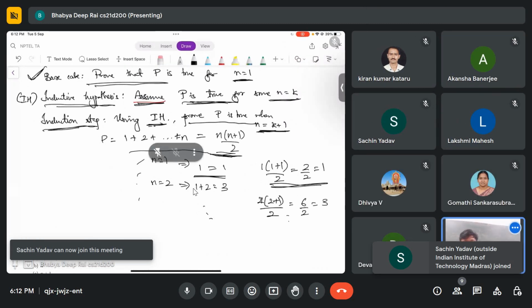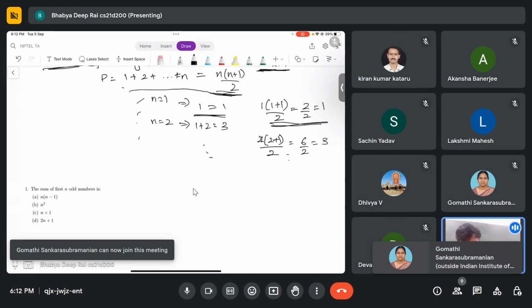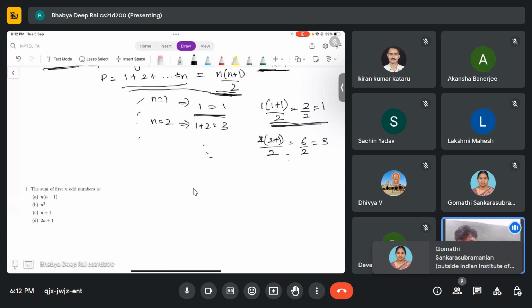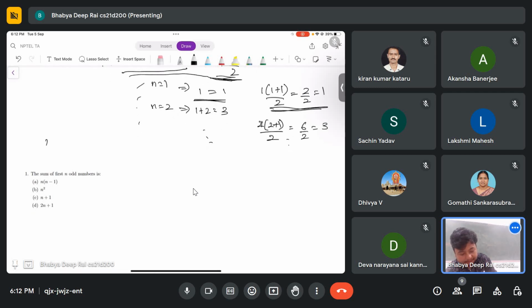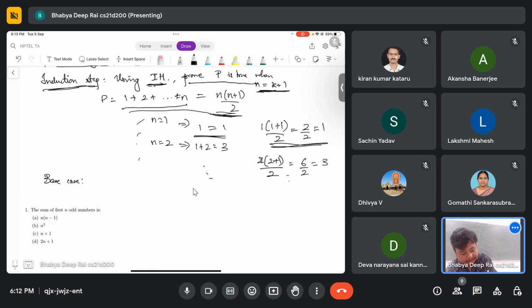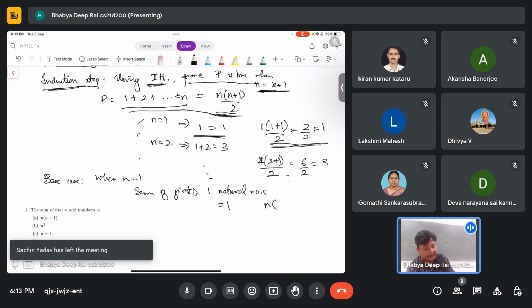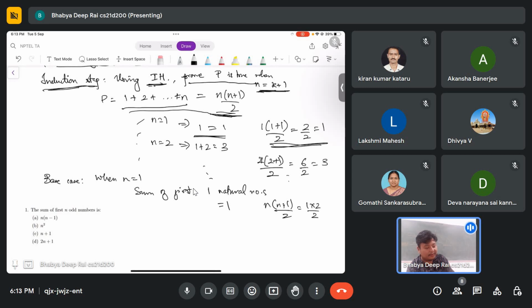So for example, this statement itself, 1 plus 2 plus 3 plus 4 plus until n equals n times n plus 1 divided by 2. How do you prove it using induction? What is the first step? The first step is the base case. When n equals 1, the sum of the first one natural numbers, which is 1 itself, is equal to 1. And n times n plus 1 divided by 2 is nothing but 1 times 2 divided by 2, which is equal to 1. So the base case holds.